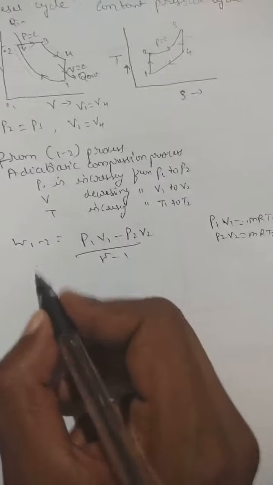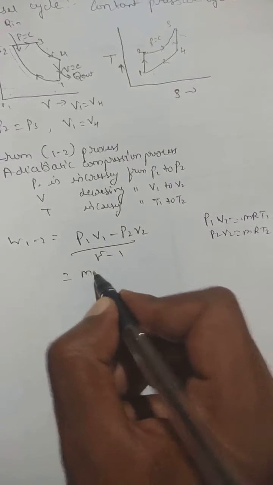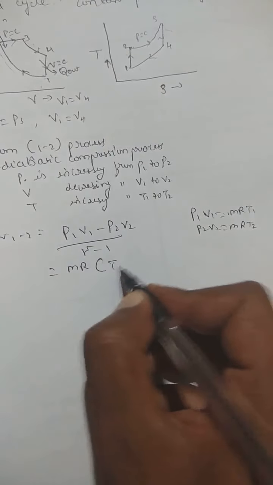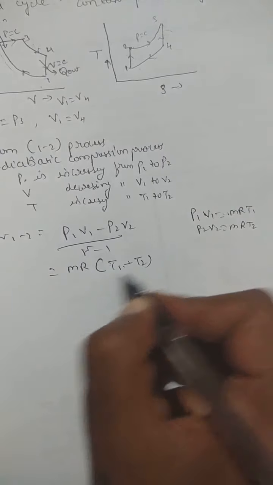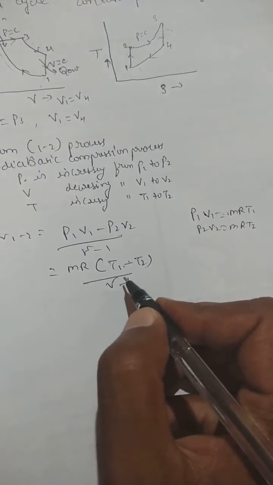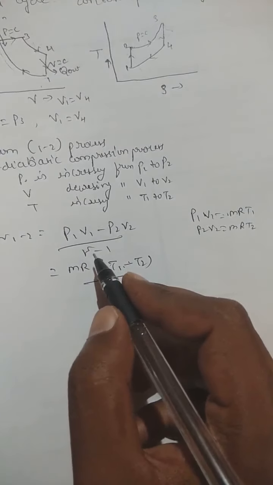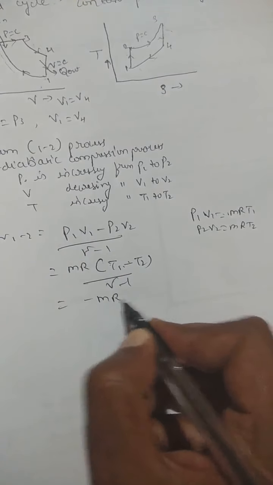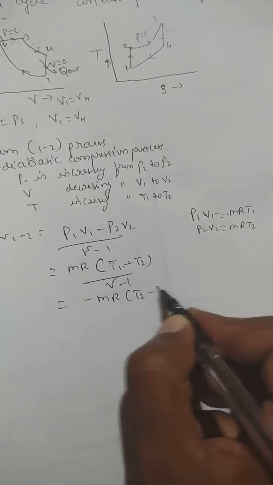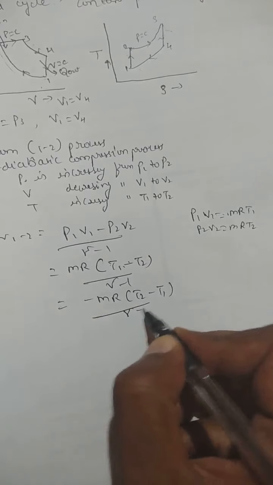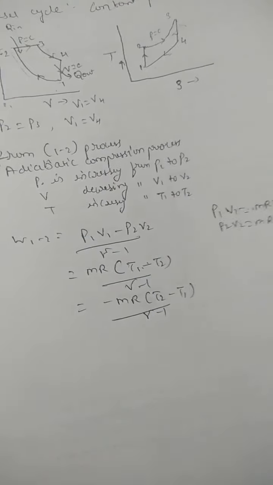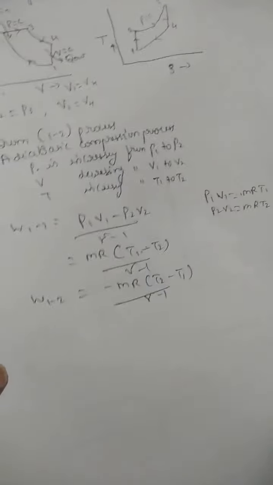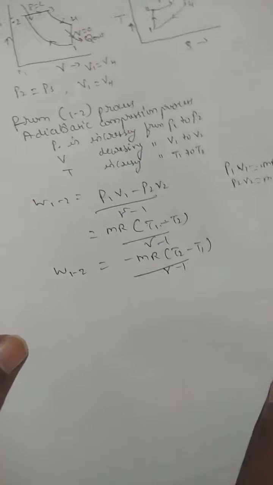Okay. P1 V1 is equal to MR. MR will be in both terms, so we can take it common, T1 minus T2 divided by gamma minus 1. While simplifying we need a minus symbol here, so we will take minus MR, T2 will come first and T1 after, divided by gamma minus 1. This is the work done for process 1 to 2. Then similarly, what is the heat transfer for this process?